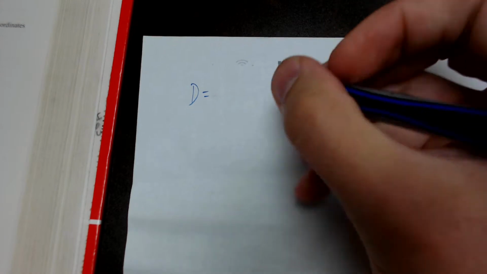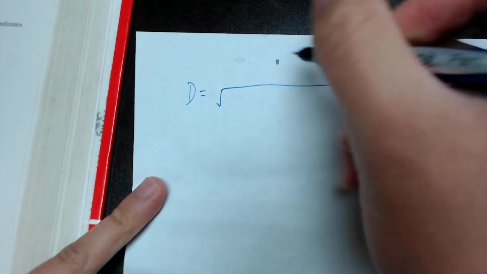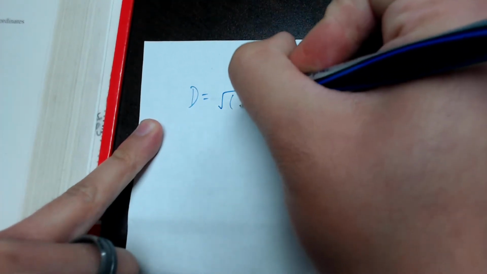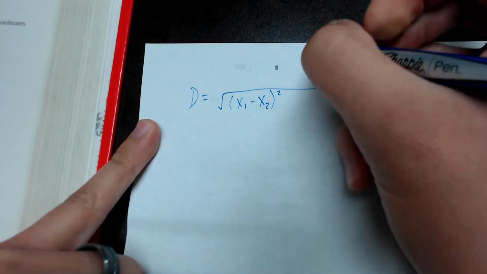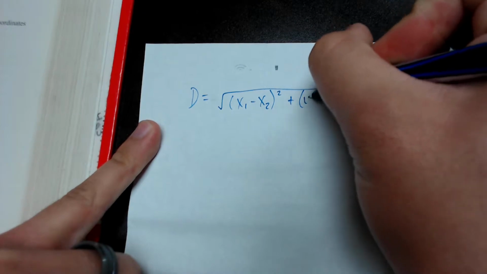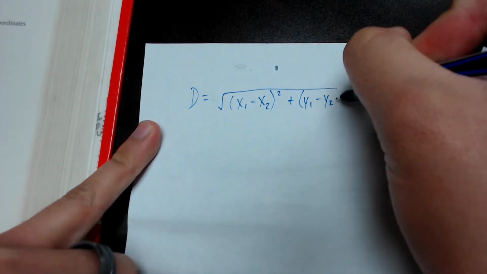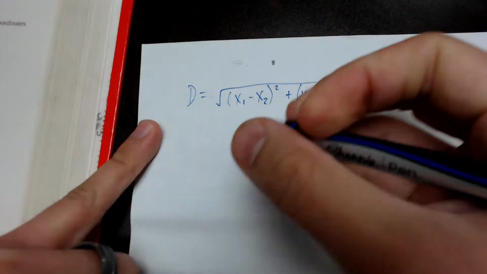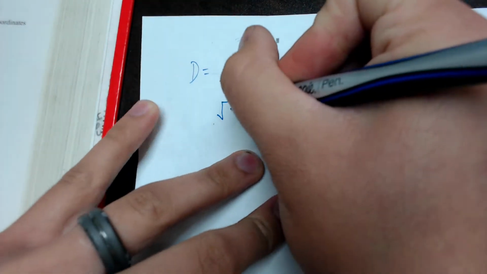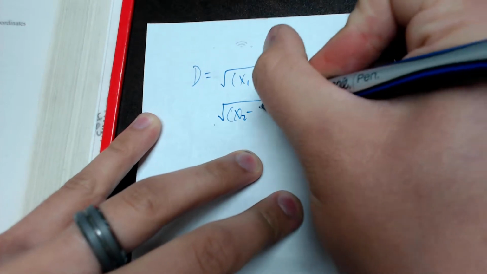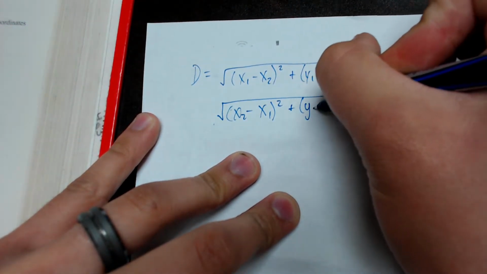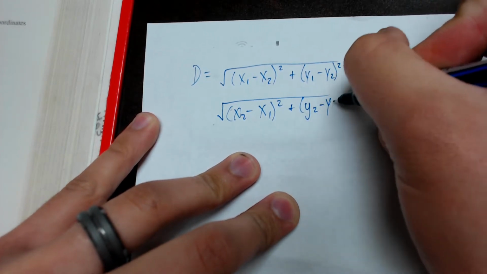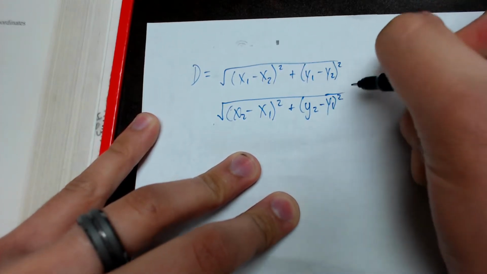But the distance formula is this: the square root of x1 minus x2 squared plus y1 minus y2 squared. Or we could do it this way. We can make it be the square root of x2 minus x1 squared plus y2 minus y1 squared.